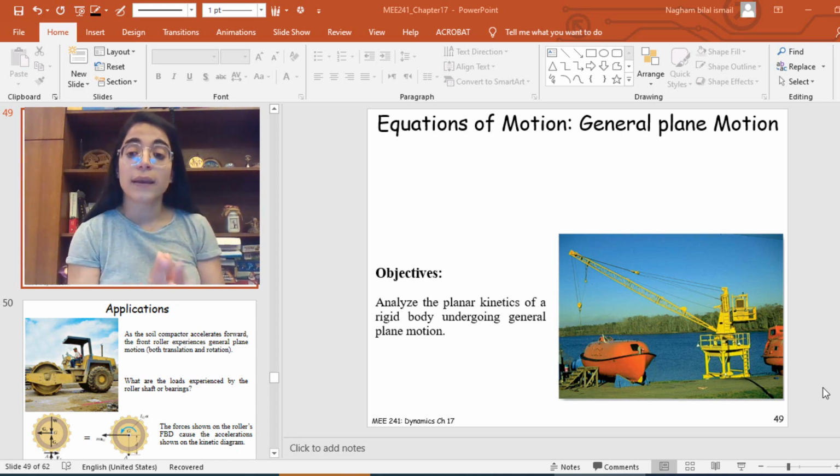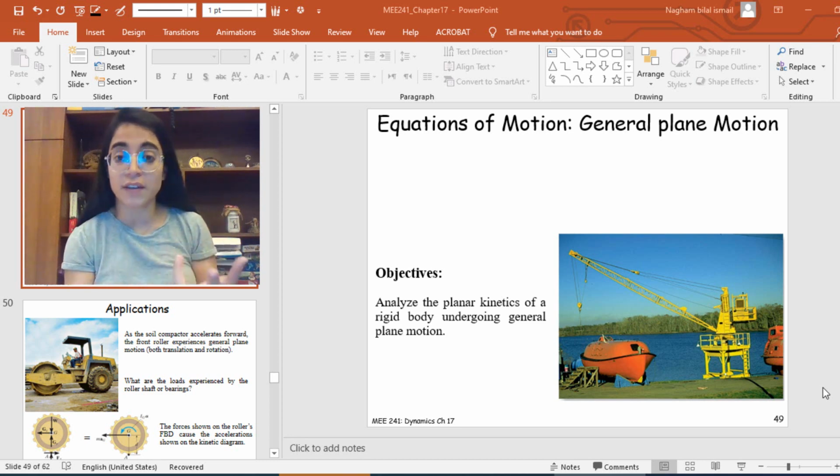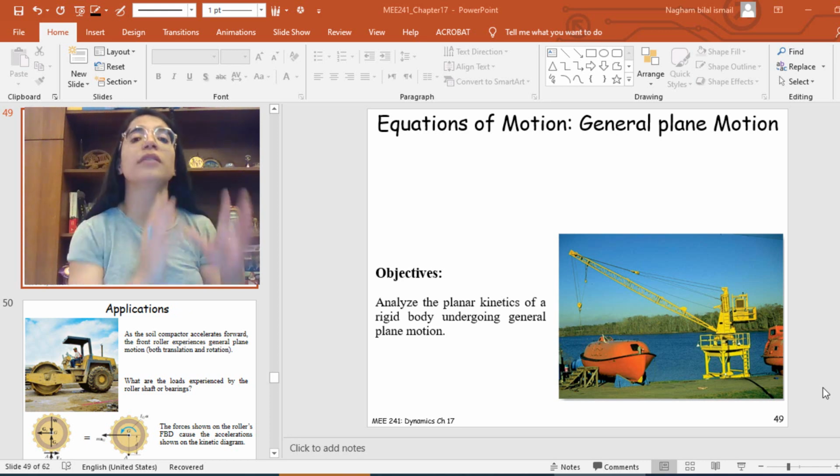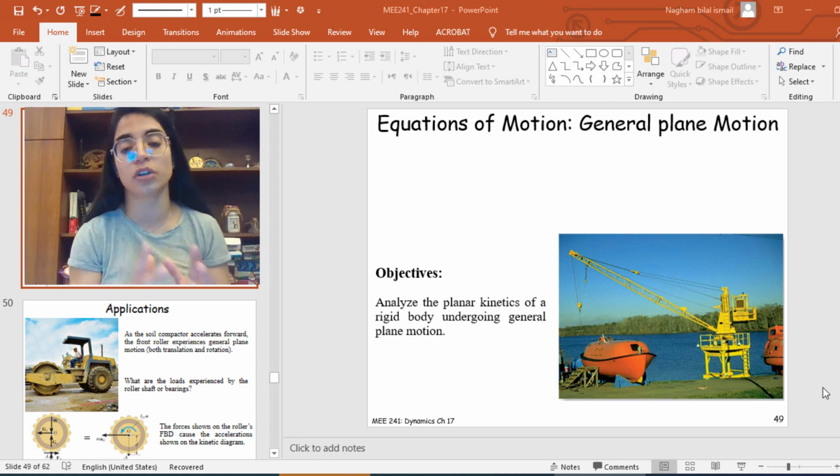Now here, guys, in kinetics, we have to find the three equations that are the sum of forces in both directions if I have a plane motion, as well as the sum of moment, in order to find the three unknowns in this general plane motion for rigid bodies.